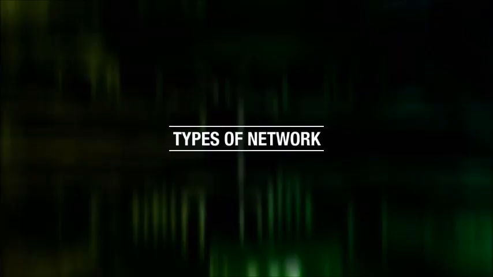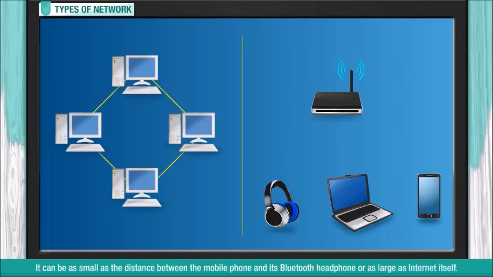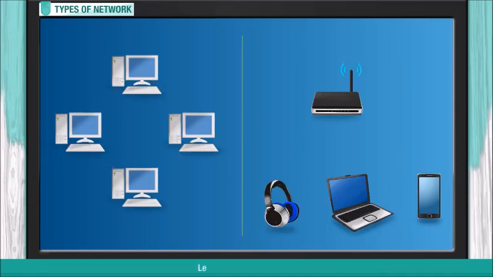Types of network. Networks can be of different types. They are differentiated depending upon the geographical area they cover. It can be as small as the distance between the mobile phone and its Bluetooth headphone, or as large as Internet itself. Let's discuss some of them.